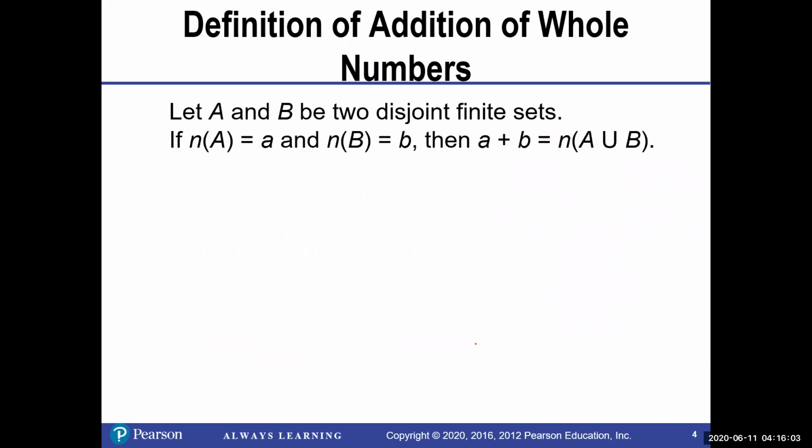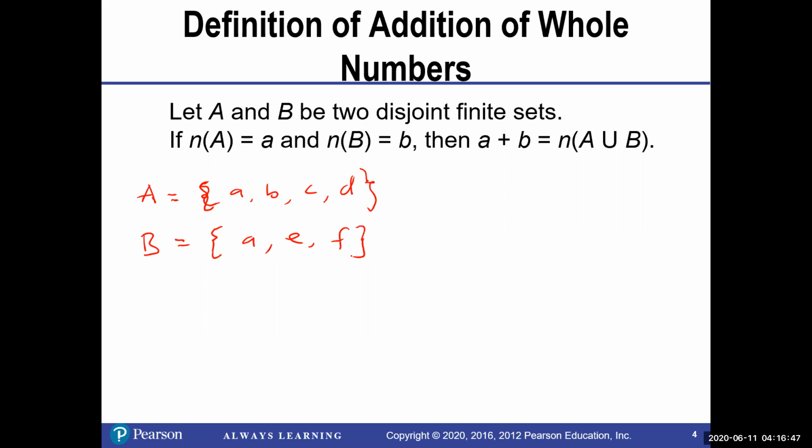Now, definition of addition of whole numbers: let A and B be disjoint. So here the two sets are disjoint. When the two sets are disjoint, that is when you can add the two. For instance, if I had set A, with elements A, B, C, D, and another set, which is, my set notation symbol doesn't look healthy, right? So this is A and say E and F.